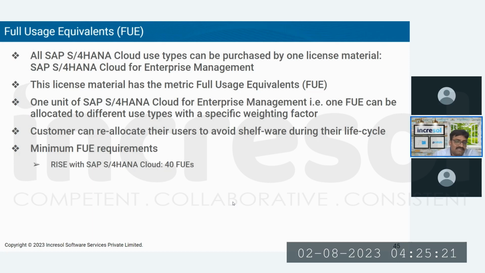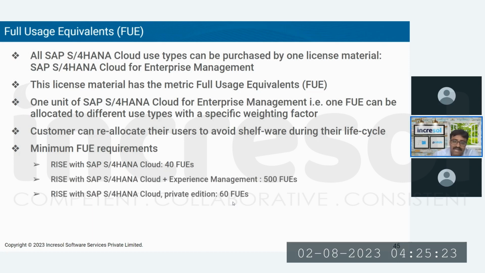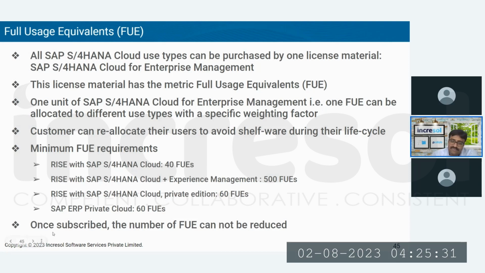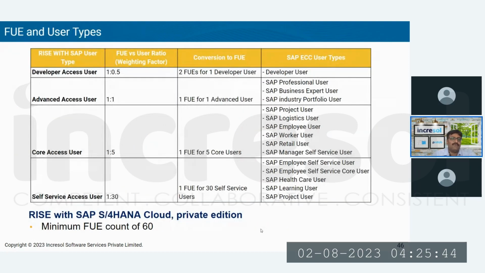For RISE with SAP S/4HANA Private Edition, the minimum is 60 FUEs that you need to buy from SAP. This is the minimum license we need to procure. Once subscribed, the FUE count can only go up, it cannot be dropped. That means if you purchased 100 FUEs of license from SAP, you cannot bring it down to 60 in future. It can always go up, but cannot be brought down.